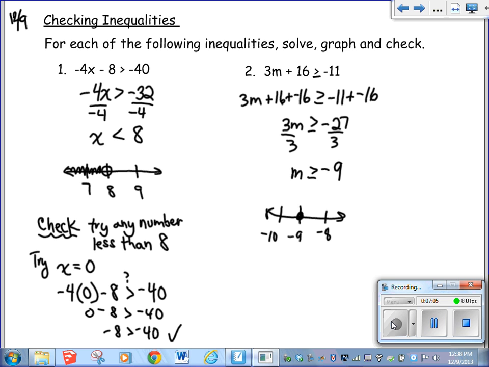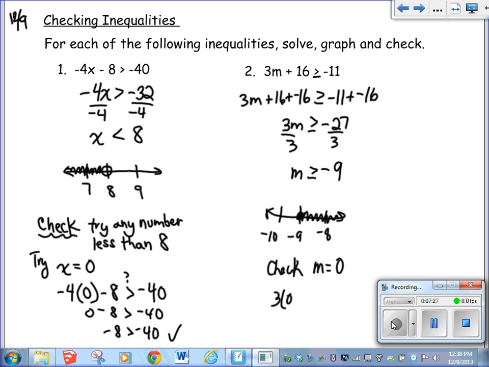Which side do I shade to? Which of the numbers are greater than or equal to negative 9? Jack? To the right, up the number line. And then you can check it. Most of you realized 0 was in the solution set and checked m equal to 0, because if it's in the set, it should make it true.